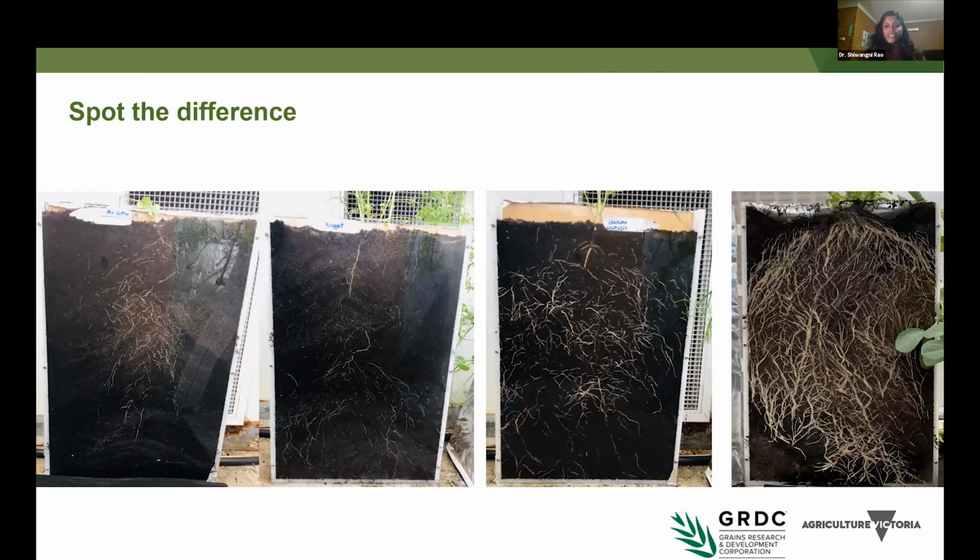And this is just a little exercise of spot the difference for all the viewers. I did leave a little bit of a clue, and to spot the difference, these are the 4 pulses I have been talking about.